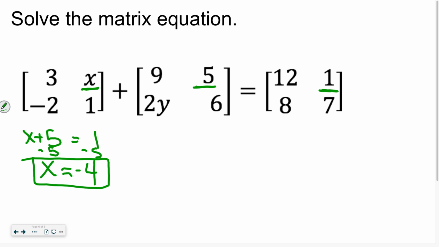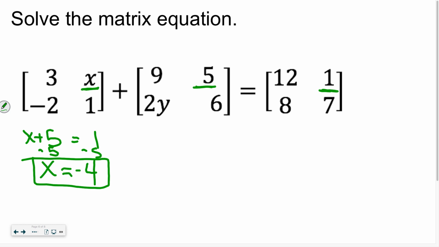How many people were able to say x is -4 just by looking at it? Right, so I get that too. In some cases, it might be easy just to say, oh, it has to be -4. And if you can't figure out what it has to be just by looking at it, then go ahead and do like Luke's group and write that algebraic equation.